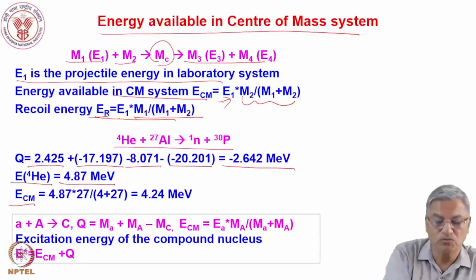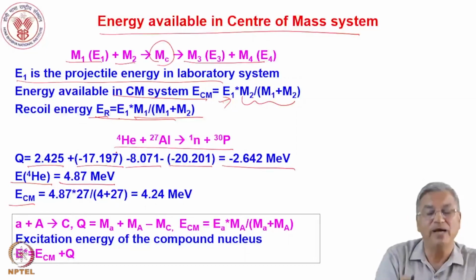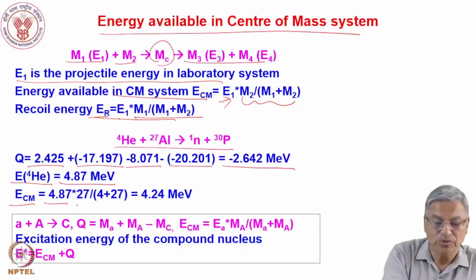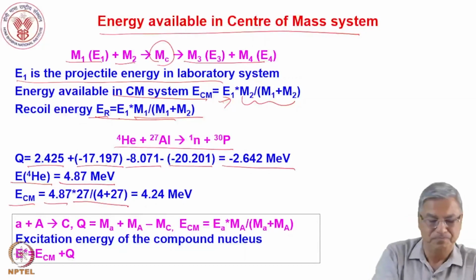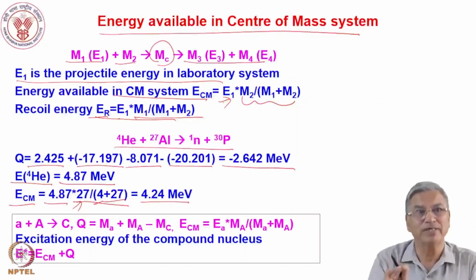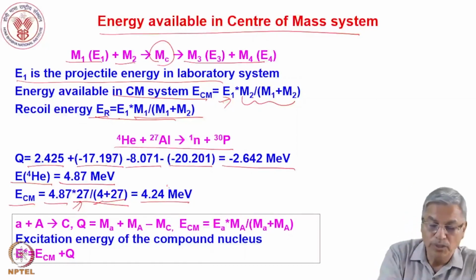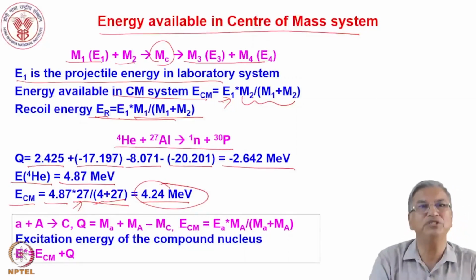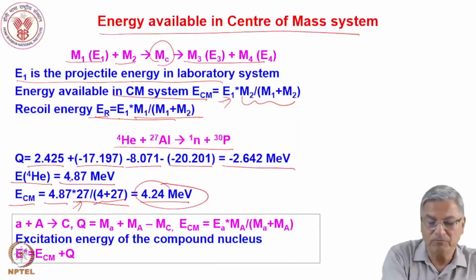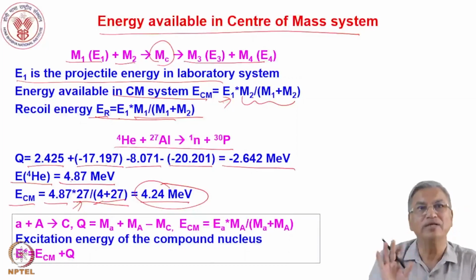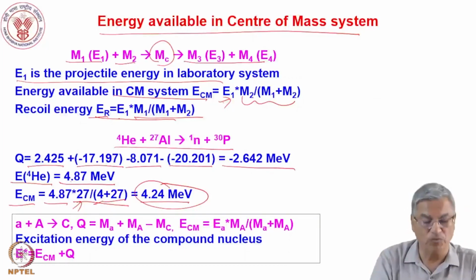So ECM will be, for this reaction, when the alpha is bombarding the aluminium 27, ECM will be projectile energy times M2 upon M1 plus M2, target mass upon projectile plus target mass, and that equals 4.24 MeV. So out of the initial energy of the alpha particle of 4.87 MeV, only 4.24 is available to induce the nuclear reaction. That is the meaning of ECM. The remaining, 4.87 minus 4.24, is not useful for the reaction. That will go as the energy of moving the whole system forward.